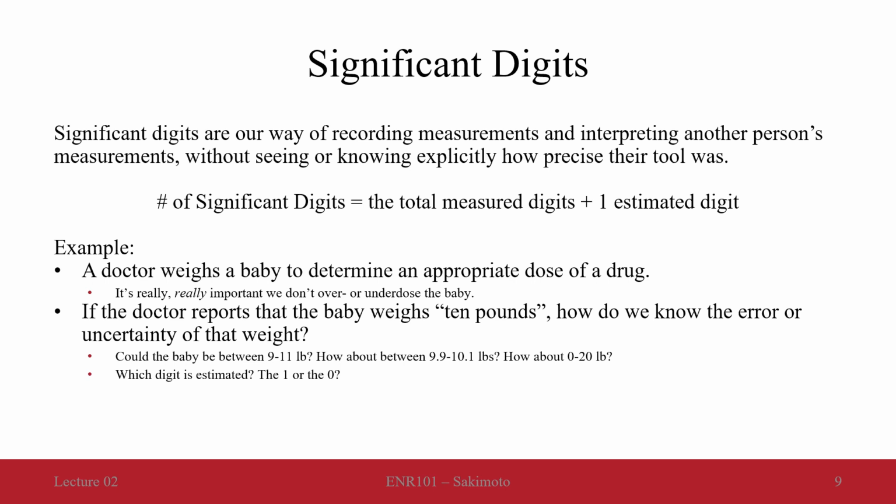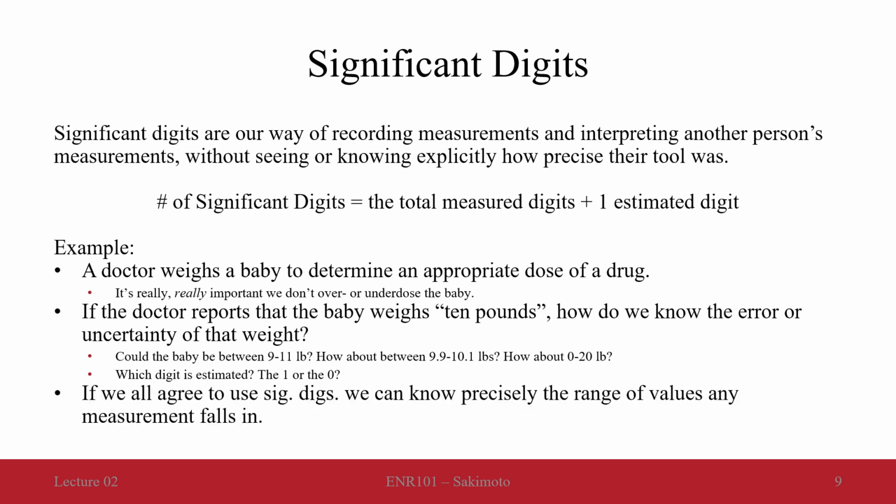But there is a scenario in which we use a very imprecise scale that really is estimating this 1 in the tens place, and that really we're only confident that the baby is somewhere between 0 through 20 pounds. Our significant digit tells us which digit is estimated, which one we are the least confident in, and what the range of potential values might be. We should all use significant digits because it's how we not just make measurements, but make measurements that are useful and reliable.